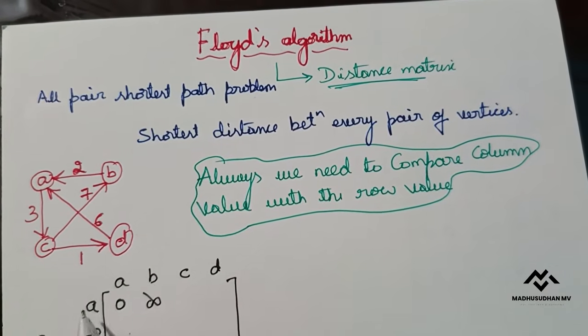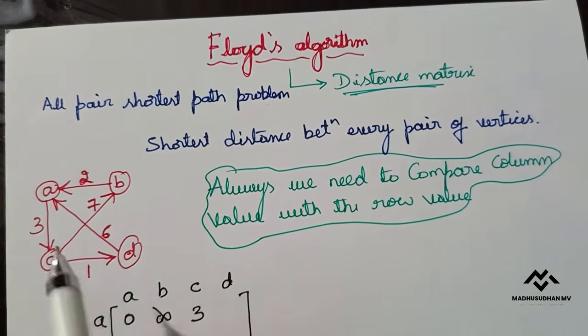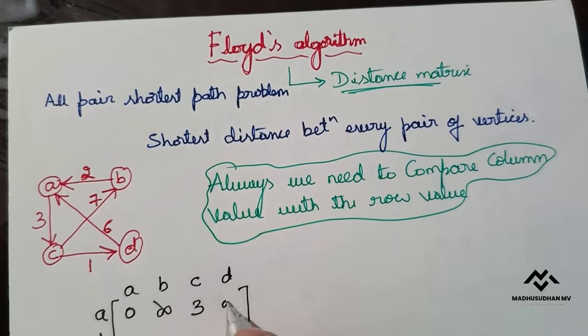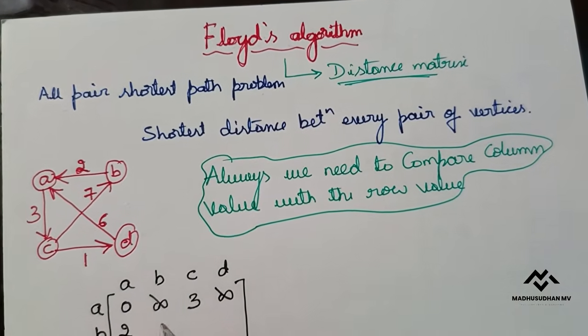Now A to C. What is the entry for A to C? A to C is 3. A to D is no edge, so I'm writing infinity. Similarly, from B to A, it is 2, and B to B is 0.